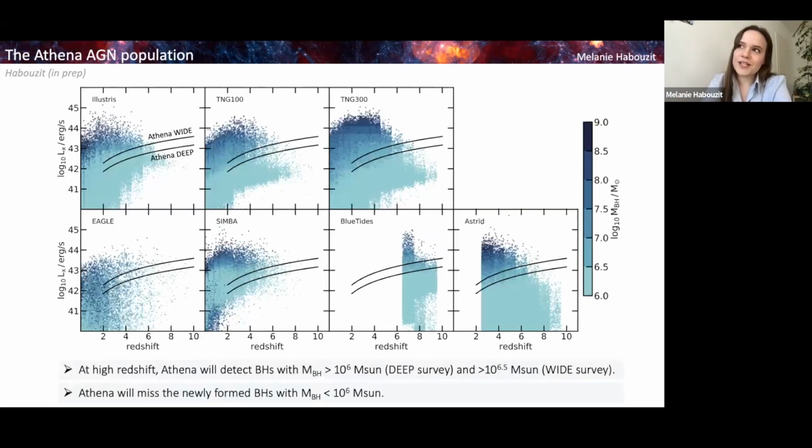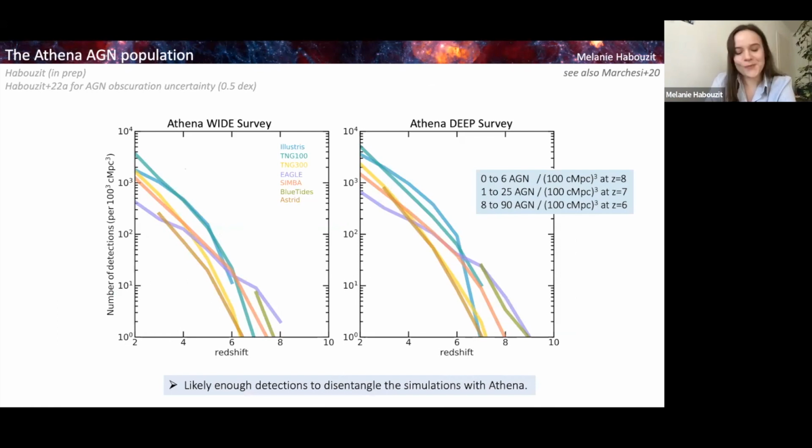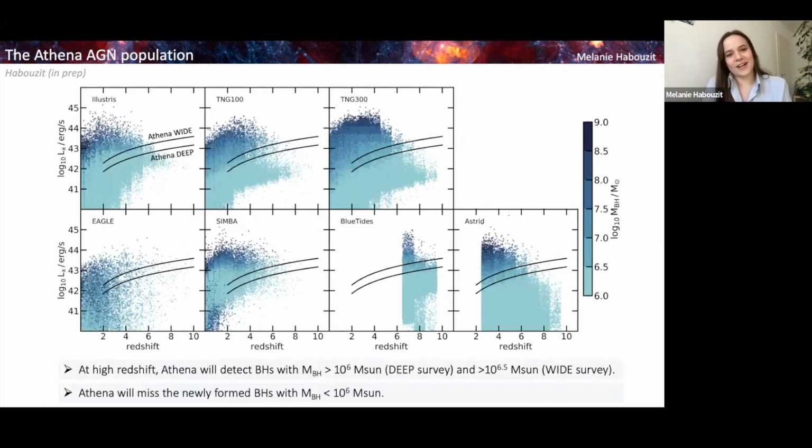Okay, so this was one aspect where we're reassuring that Athena will be super useful. Now we want to understand what black hole population is actually powering the possible detection with Athena. I'm showing here the X-ray luminosity of all the AGN in the simulated volume of the simulation as a function of redshift. And here we're showing all the simulations.